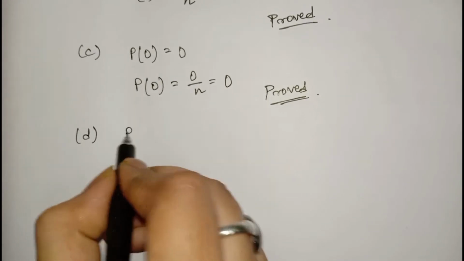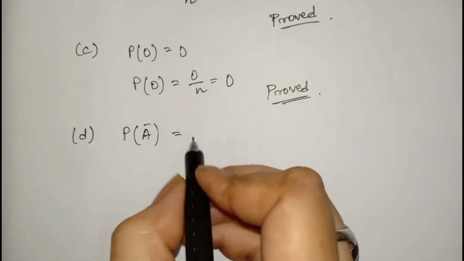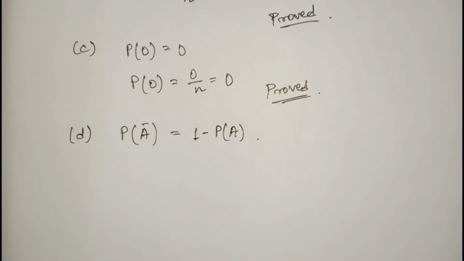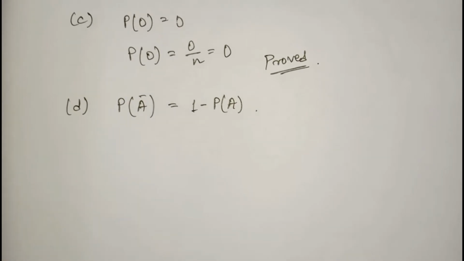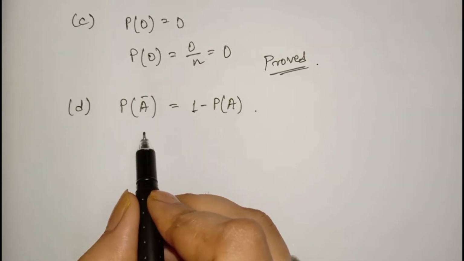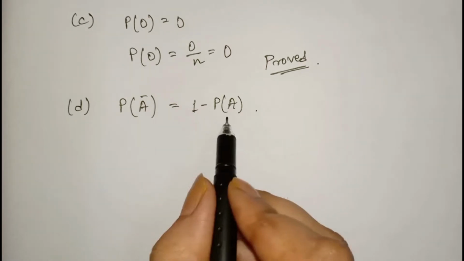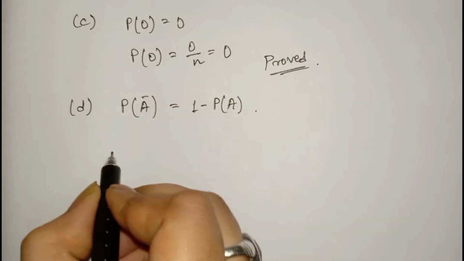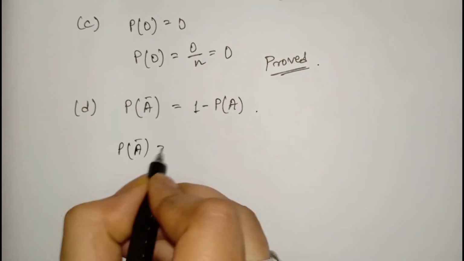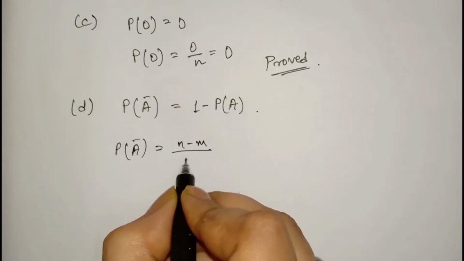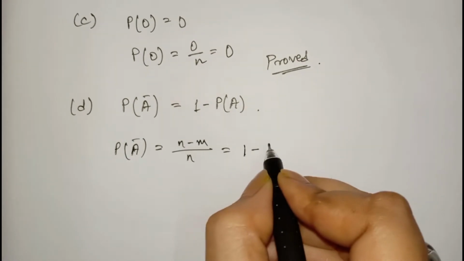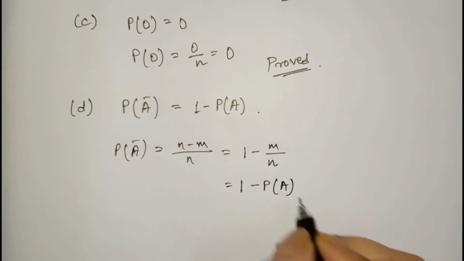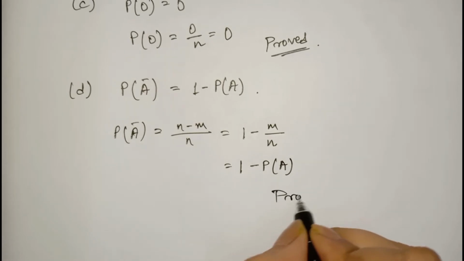And fourthly, P of A complement equals 1 minus PA, which means all the elements of the event space except the elements of A, the event A. So n minus m by n gives us 1 minus m by n, which is equal to 1 minus PA. So this is also proved.